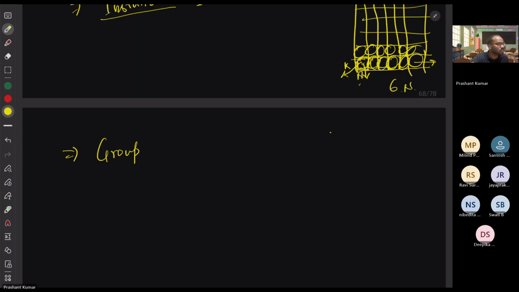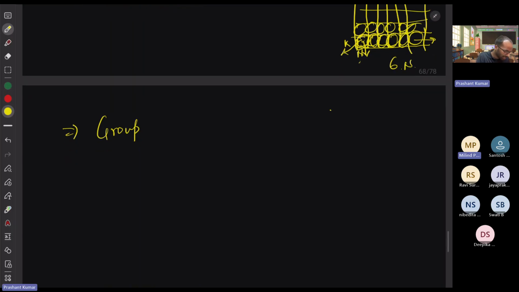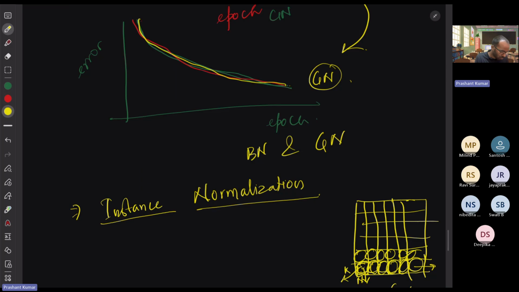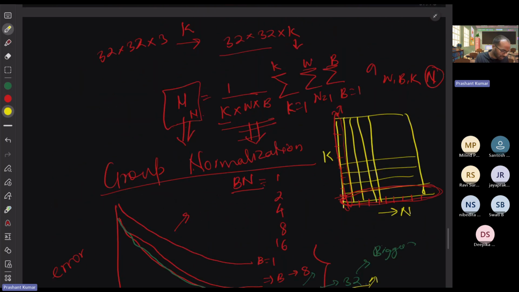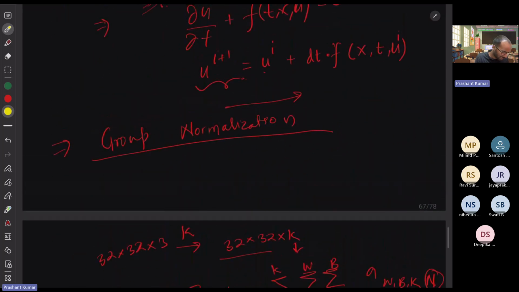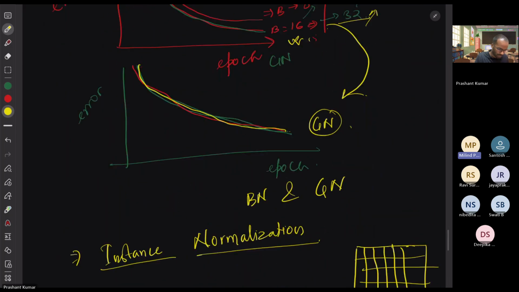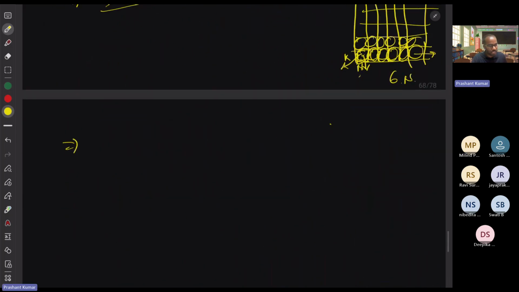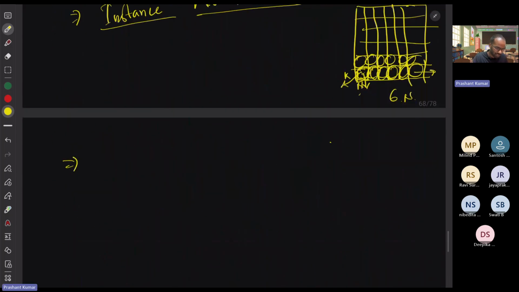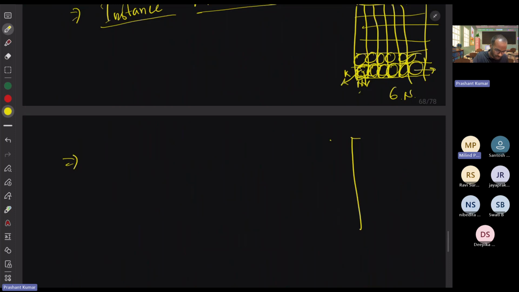Is it layer optimization? No. Batch normalization, layer, instance, group. It is in between the group and the batch and the instance. It is on layer optimization as well. No, the layer optimization comes in between. Let me explain to you what happens.